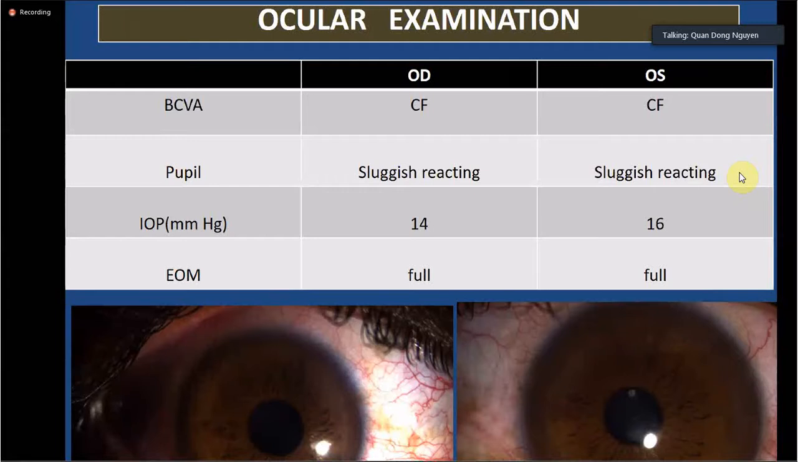The anterior segments show stable intraocular pressure. Presenting visual acuity, however, was quite poor, counting fingers in both eyes. So counting fingers right eye, counting fingers left eye, with the pupil not reacting so well. Anytime you want to stop, just please stop me and I will stop there.